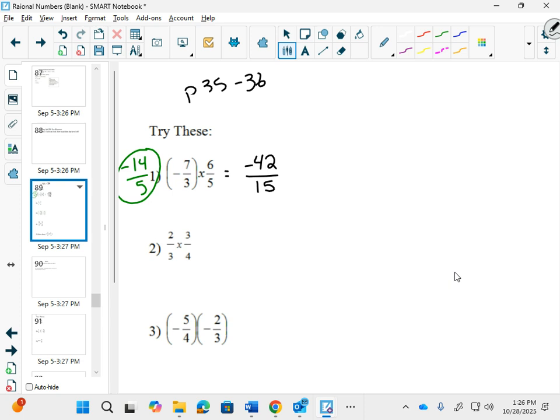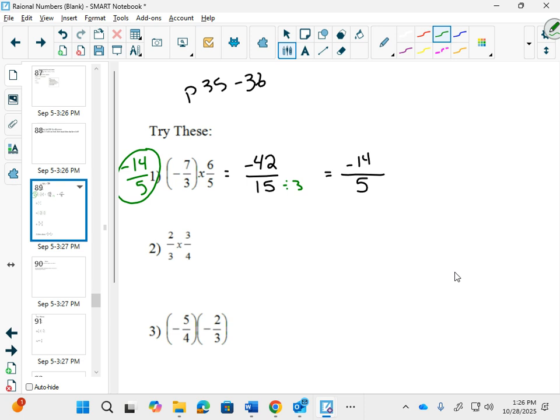Does it match the actual answer? No. Which means this can be simplified. And actually, having the calculator answer gives you a hint. What do we want our answer to be? We want our answer to be -14/5. What do you think you should divide the 15 by to get the 5? Close. 3. Divide by 3, right?